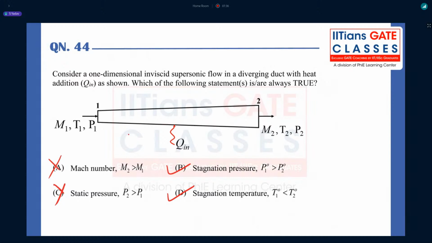We have just one more question, and after that we can take up the questions. So next question is 44, and it says we have a one dimensional.